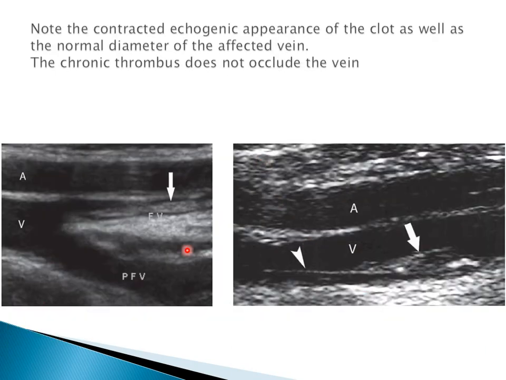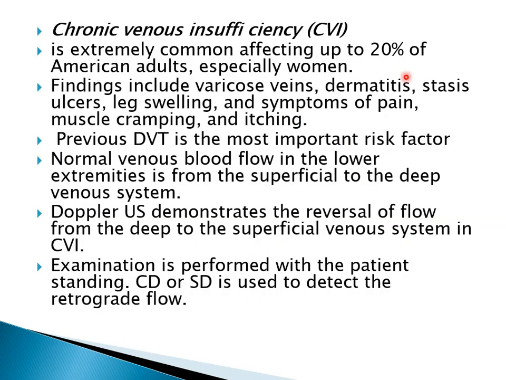Yes. This is the chronic thrombus. You will have echogenic thrombus inside the vessel, and also you will have irregularity and thick wall. This is indicating the chronic DVT. And after that you will have recanalization. The last topic is the chronic venous insufficiency.